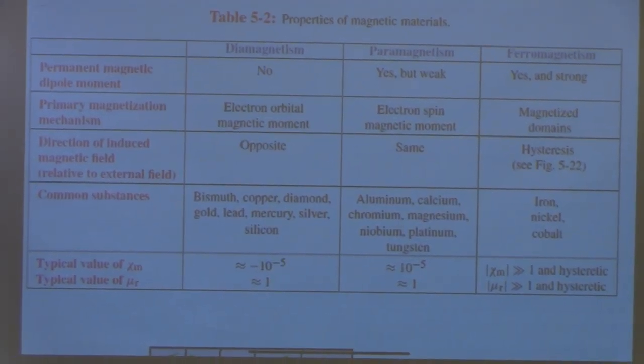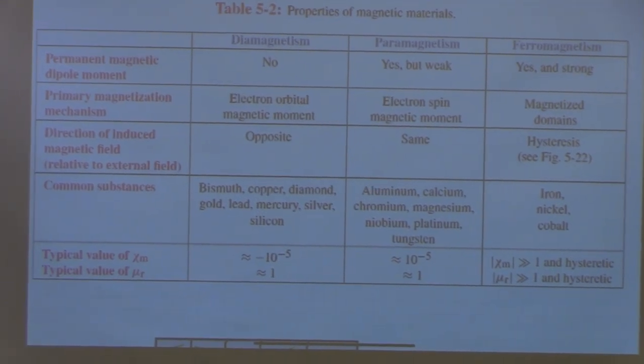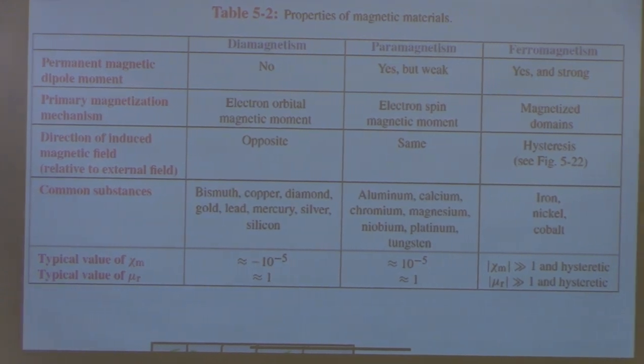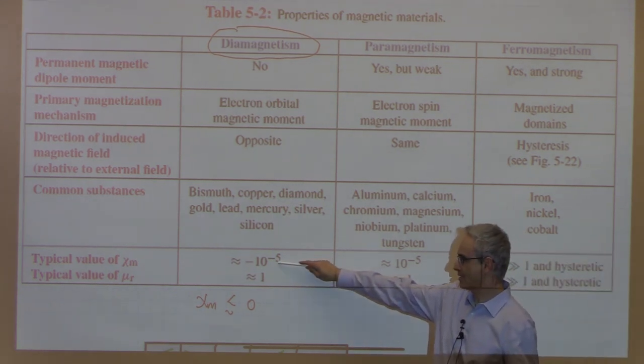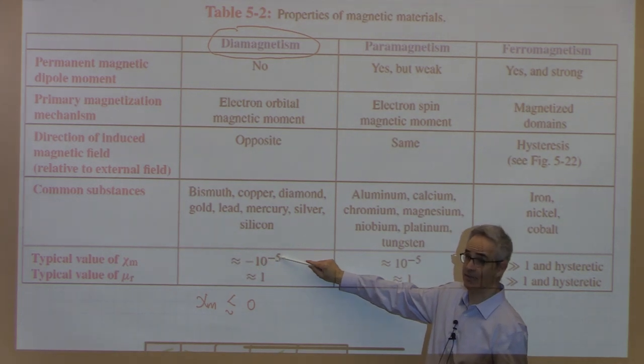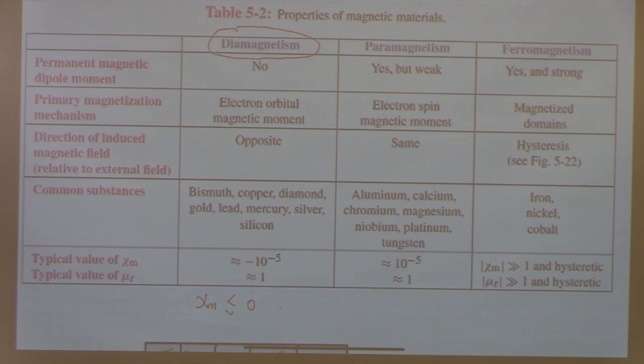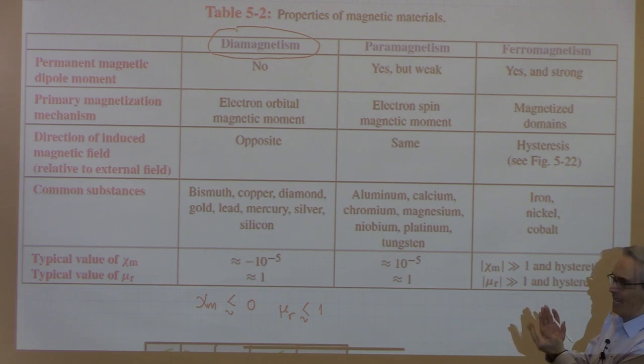Okay, so we have basically these three main categories of magnetic responses that we are observing. Diamagnetism. So in diamagnetism, the chi sub m, this magnetic susceptibility, is actually negative. Close to zero, but negative. And so you see here, typical value of chi sub m, magnetic susceptibility, minus 10 to the minus 5. So as a result, the relative magnetic permeability is smaller than 1. So in that case, we have actually misalignment of the magnetic dipoles, not very strong, and as a result, the mu sub r is slightly less than 1.